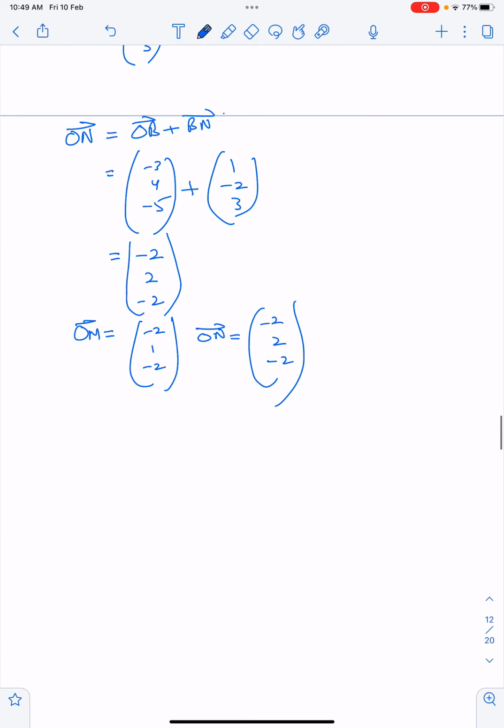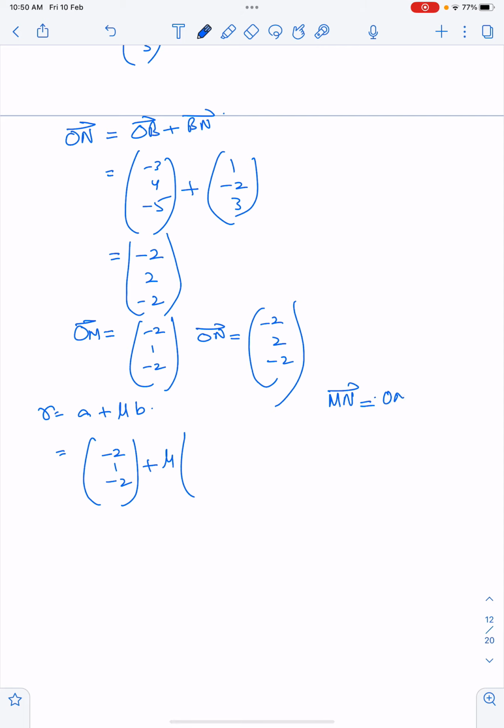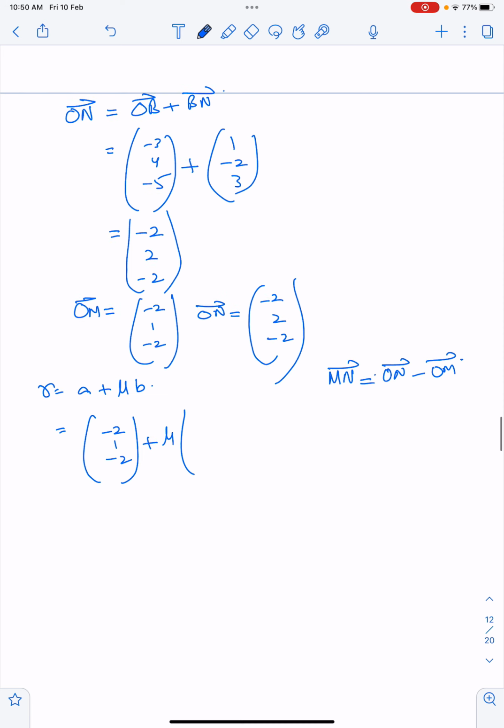Okay, let's form the equation, which is going to be R equals A plus, this time I'm using mu. I can take OM as A, minus 2, 1 and minus 2, plus mu times B. I want the direction vector of MN. So ON minus OM here. ON is minus 2, 2, minus 2, minus OM is minus 2, 1, minus 2.